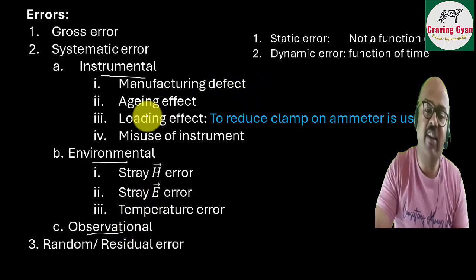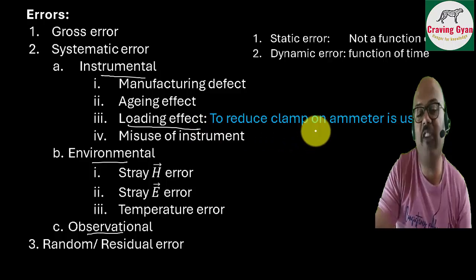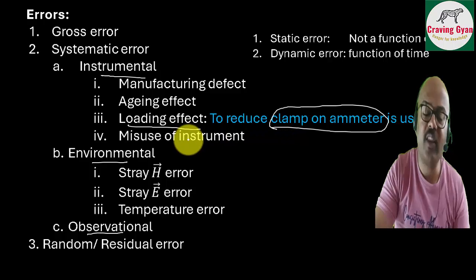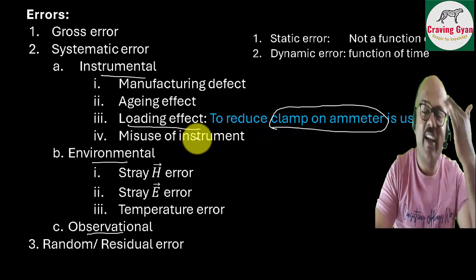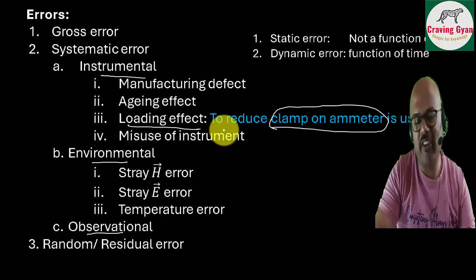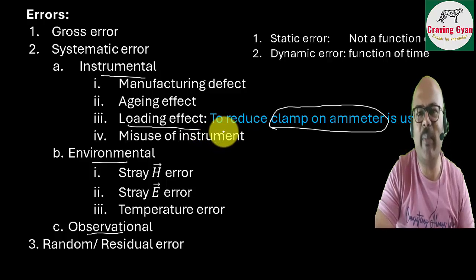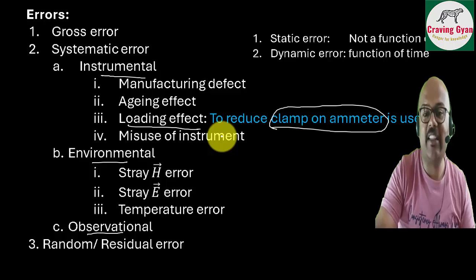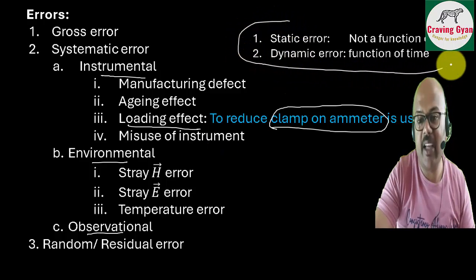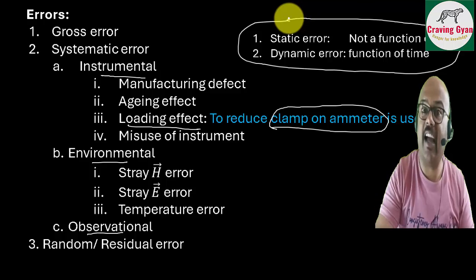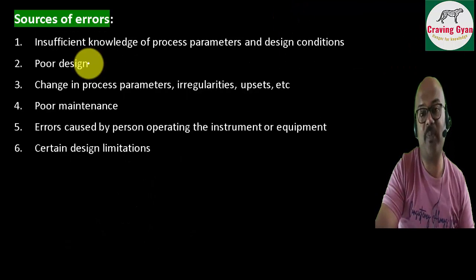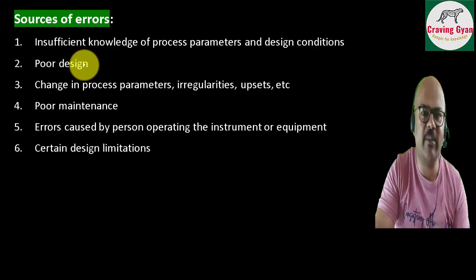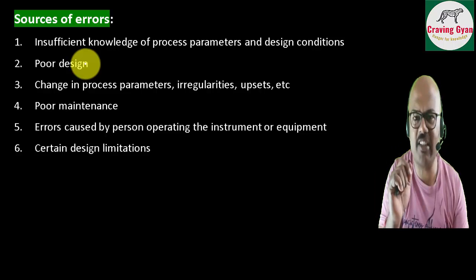In the previous video, I discussed the loading effect. In order to reduce it, we make use of a clamp-on ammeter. Very, very important: clamp-on ammeter. Misuse of instrument I also discussed. If you are using a voltmeter instead of an ammeter, or an ammeter instead of a voltmeter, just a simple example, right? These things are misuse of instrument. And look at the things: the static error and dynamic error, these two things are very, very important. And the dynamic characteristics of error are also important. So we have discussed the classification of error and the types of error. Also the definition of error we have discussed.